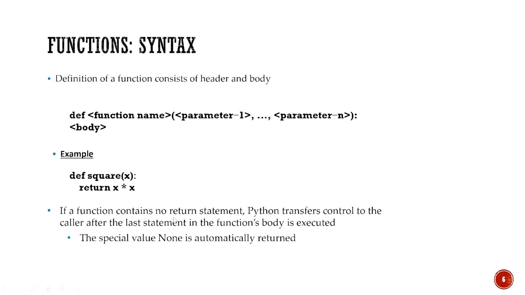If a function contains no return statement, Python transfers control to the caller after the last statement in the function's body is executed. So there's going to be a special value. The special value None is automatically returned. So if we really want to see the result, like 2 times 2 equal to 4, then we need to use return. Otherwise, the special value None is returned.